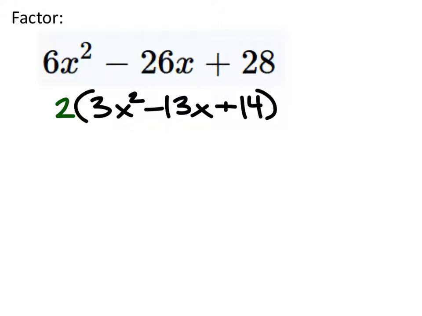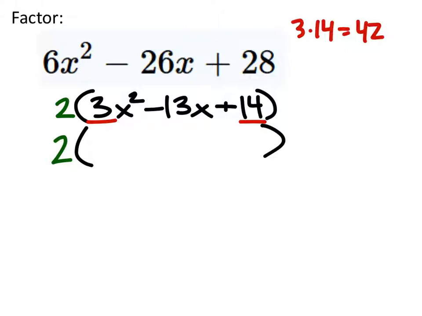So once again, we're looking at the a value and the c value just inside the parentheses, all right? The 2 really is not affecting anything now that we took it out. So I'm going to do 3 times 14, which is 42. And I need factors of 42 to add up to negative 13. Now since that's a negative 13, I'm going to be looking at the negative factors.